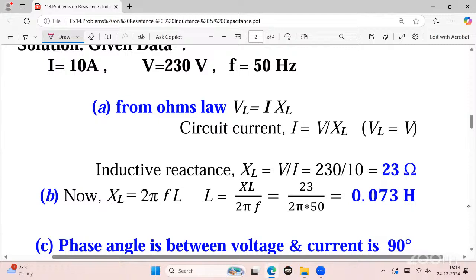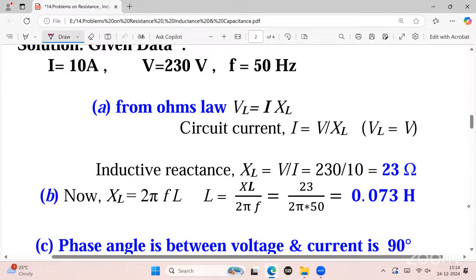B bit, inductance heading. It is measured in Henry, capital L, not XL, capital L. XL is called inductive reactance. L is called inductance, the coil. What is the formula applied? XL is equal to 2 pi FL. What is L then? 0.073 Henry. Now C bit.